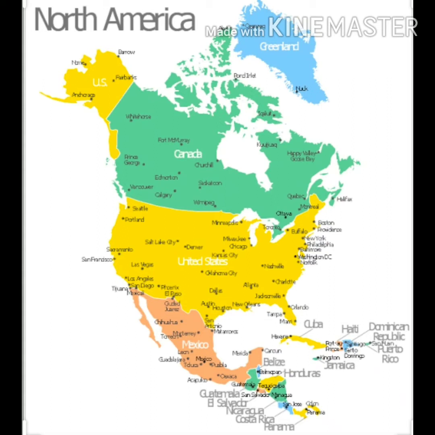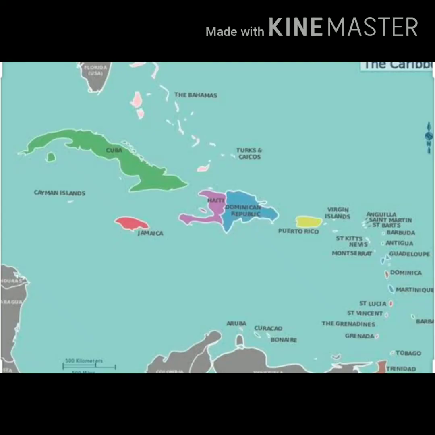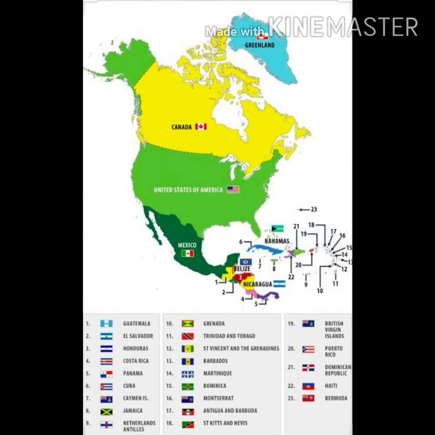Now towards the south. In the Caribbean Sea, there are many islands including Cuba, Jamaica, Haiti, Dominican Republic, and Puerto Rico. All these small and big islands near North America belong to North America only. So they all together make 23 countries of the North American continent.